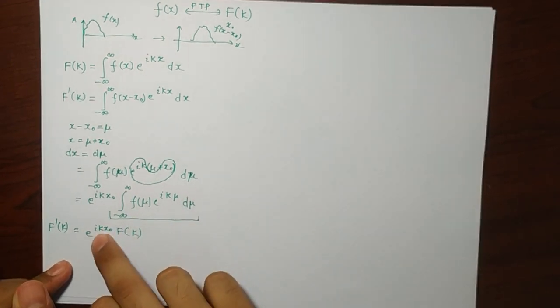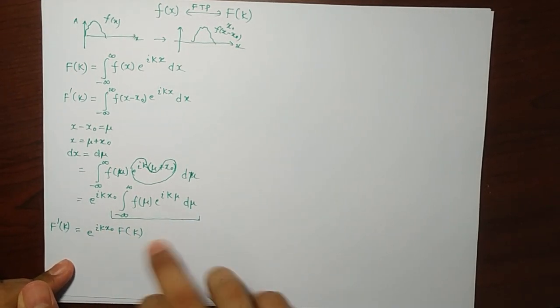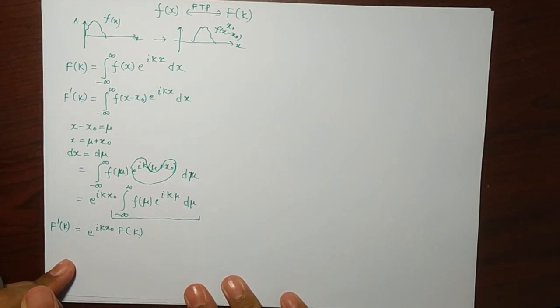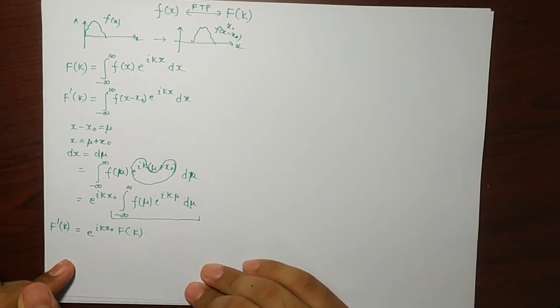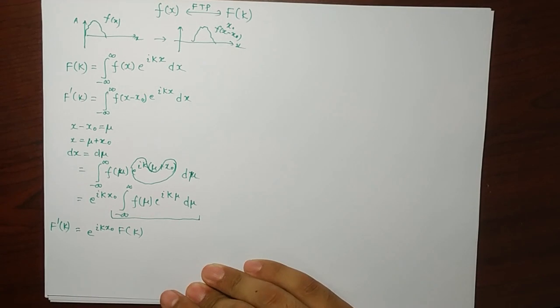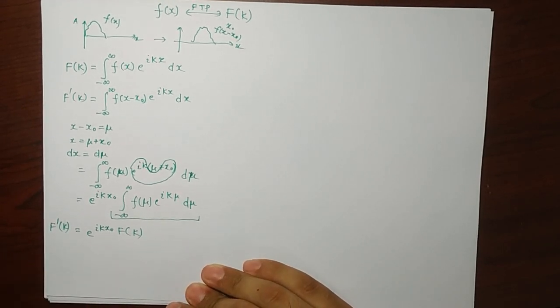So a phase term is multiplied to all the frequency components. No new frequency is basically generated. It's just that the phase of that spectrum changes, and we know by how much it changes.